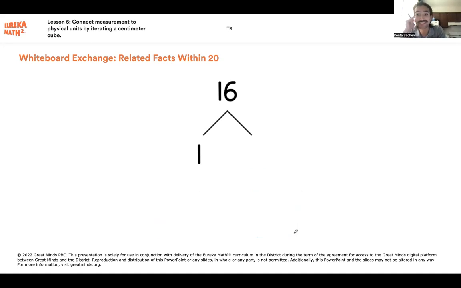Ooh, now it's 16. Okay, so when I had 15, I was 1 and 14. When I was 13, it was 1 and 12. So 16 is 1 and what number? Great job. 15 is correct.